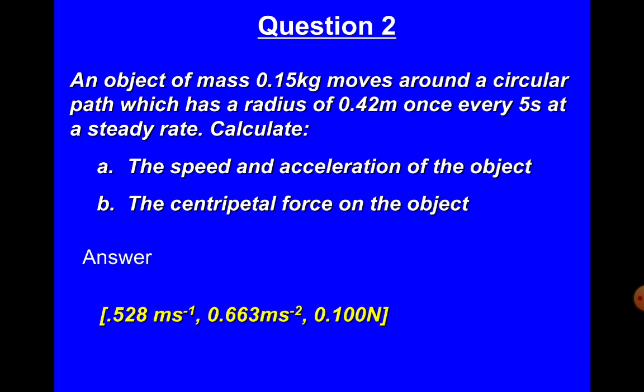The answer is 0.8528 meters per second. The acceleration is 0.663 meters per square second, and the force acting is 0.1 Newton.